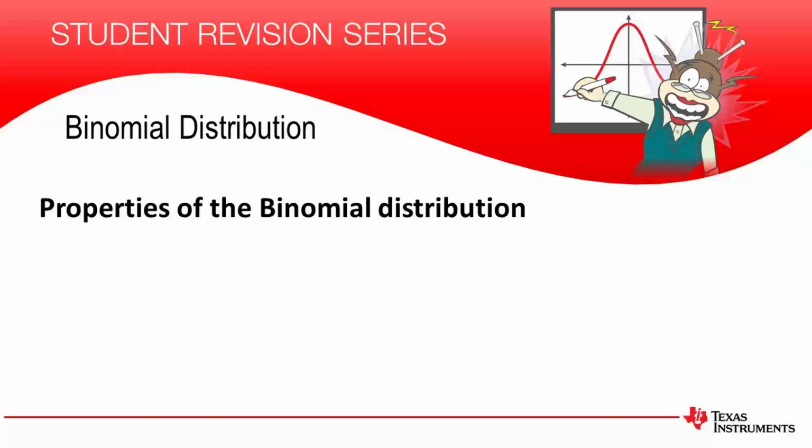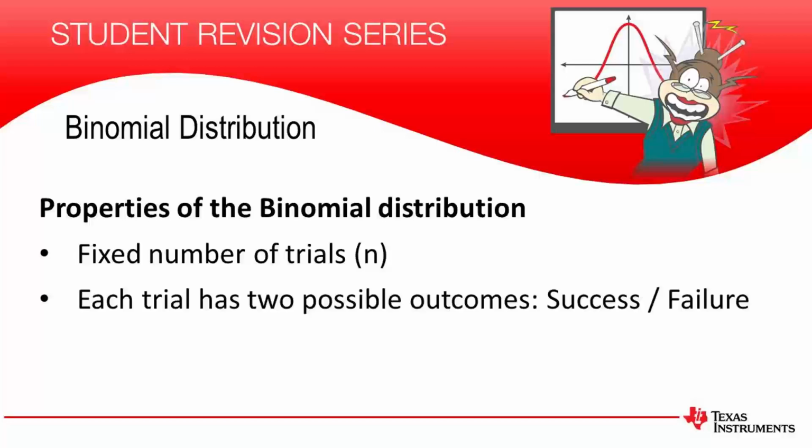There are two possible outcomes on each of n trials. With a binomial distribution, we have a fixed number of trials, and we use a lowercase n to represent the number of trials. On each trial, there are two possible outcomes: success or fail. Another example would be win or not win. You can have flipping a coin and heads or tails, it rains or it doesn't rain, etc.